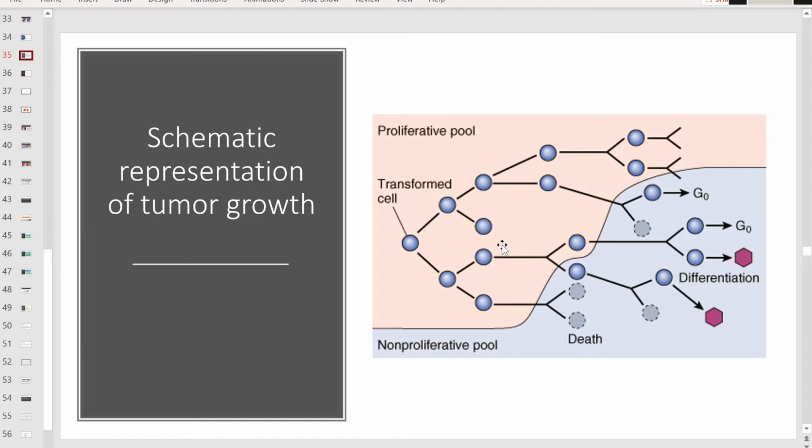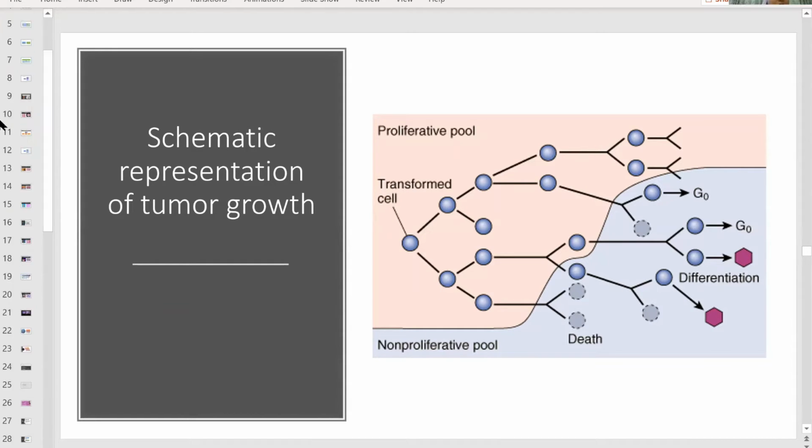Is there any other question from the floor for the first lecture? I think there are no questions. Dr. Zana, anything you want to add for the first topic, neoplasia?